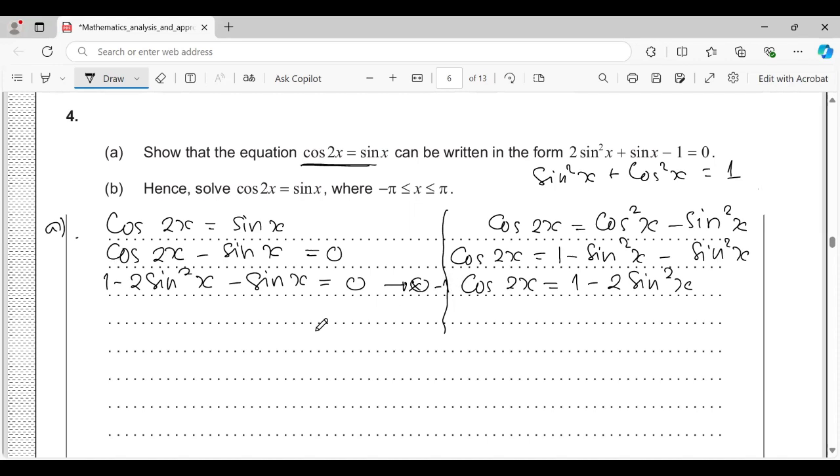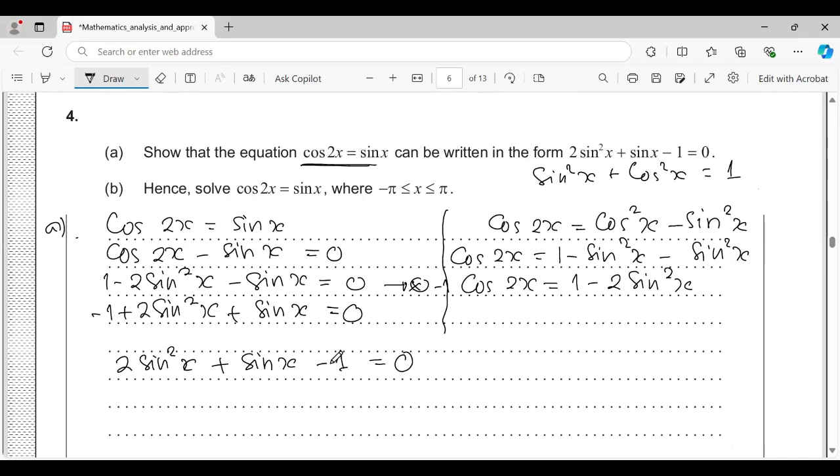Okay, now I'm going to multiply by minus 1. So multiplying by minus 1, it's going to be minus 1 plus 2 sine squared x plus sine x equals 0, since 0 multiplied by minus 1 equals 0. And we can write this expression as 2 sine squared x plus sine x minus 1 equals 0. This is the solution.